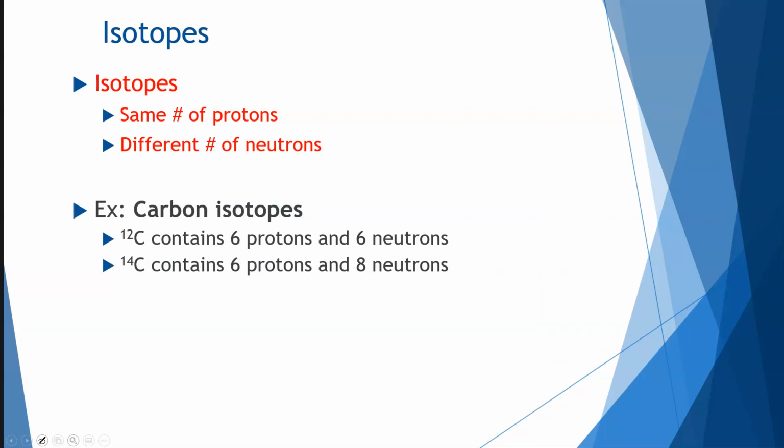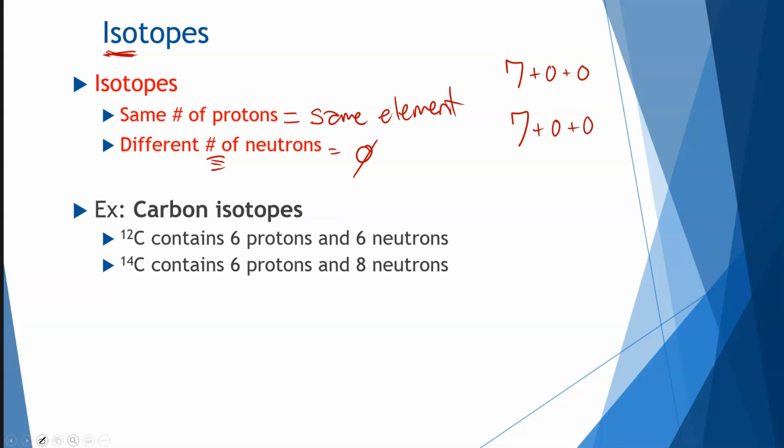So what do we call atoms that are the same but are a little bit different? That's an isotope. An isotope is where you have the same number of protons. So we're still talking about the same element, because remember, that is going to determine the element, but we have a different number of neutrons, okay? Remember, neutrons are 0. So it's like the difference between 7 plus 0 plus 0 versus 7 plus 0 plus 0 plus 0 plus 0, right?